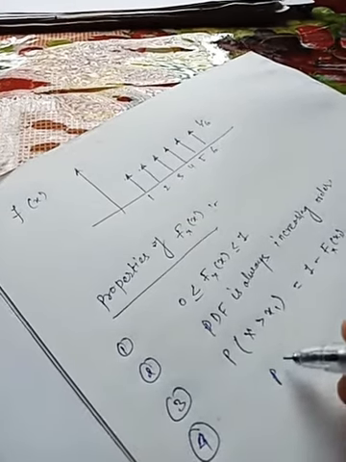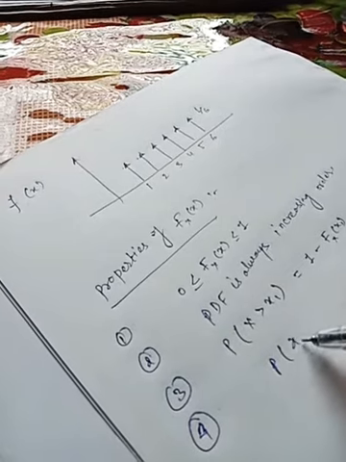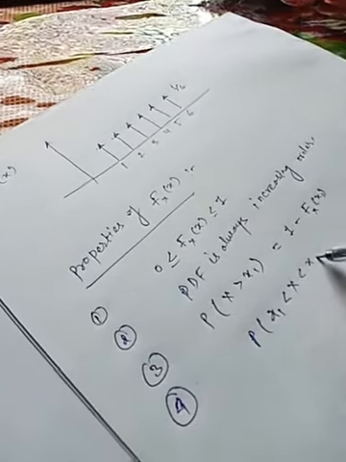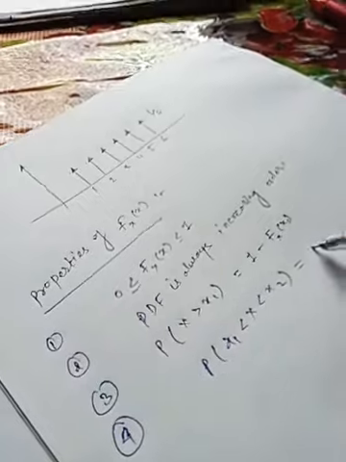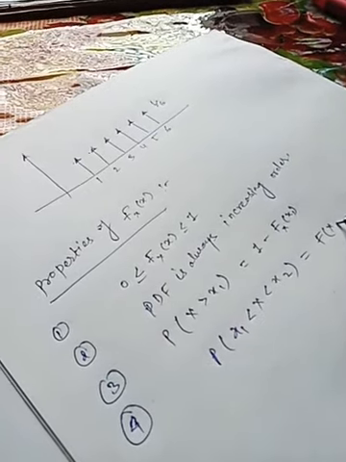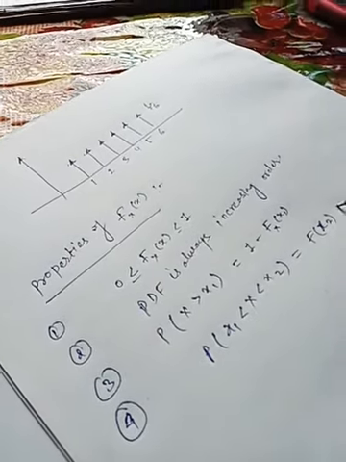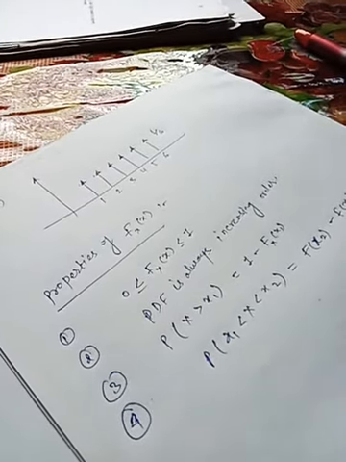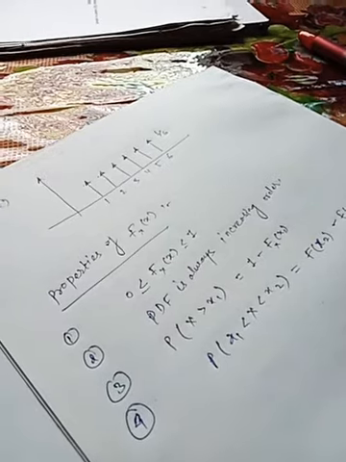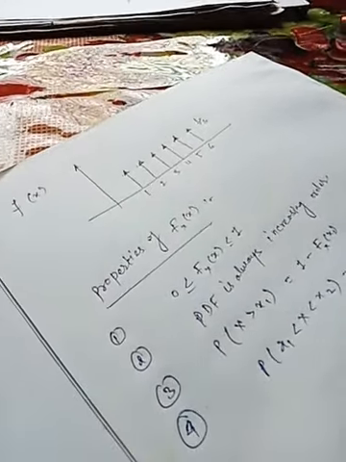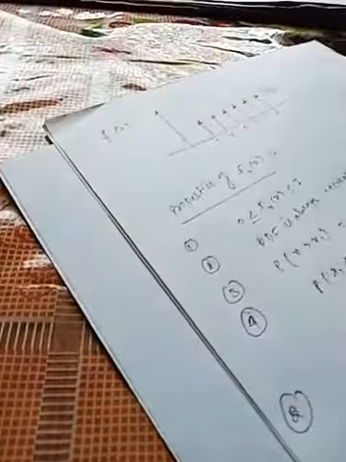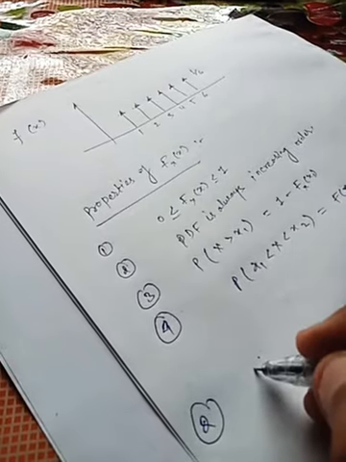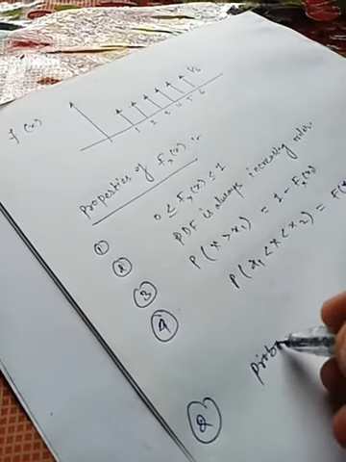Fourth, probability x1 less than x less than or equal to x2 is equal to F of x2 minus F of x1. Now, this is all about the probability distribution function.